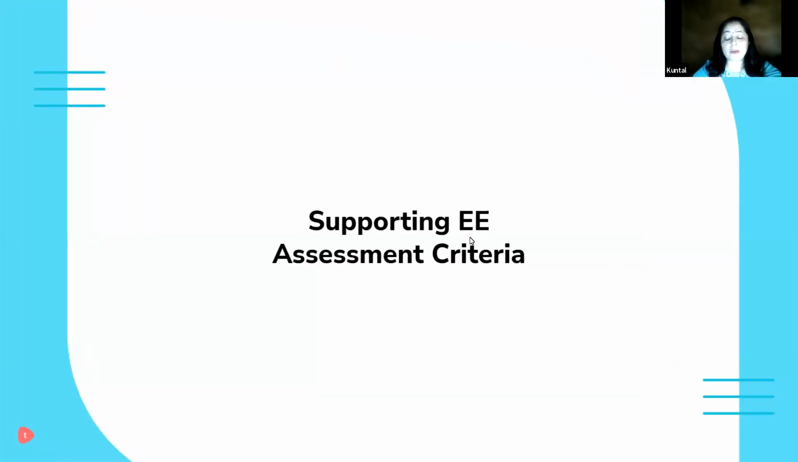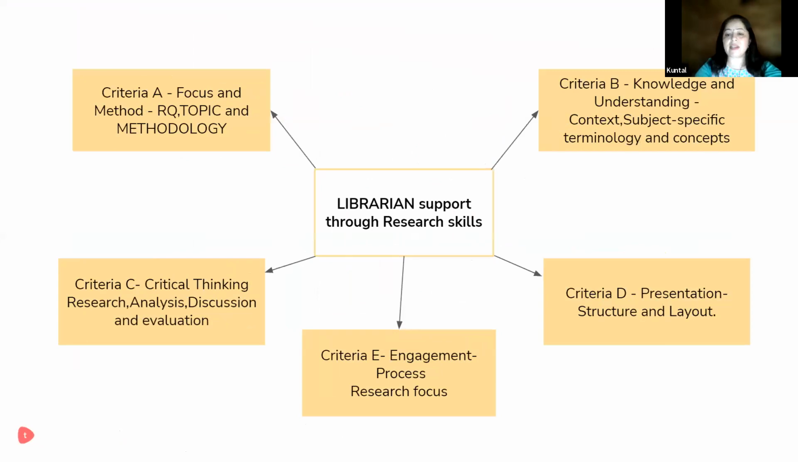When we come to assessment criteria, as a librarian, we are supporting focus and method, whose strands are RQ, topic, and methodology. We are supporting criteria B, because when it says knowledge and understanding context, the students in this criteria have to show a lot of sources, resources, and how they're relevant to their subject. So we can really help them. Critical thinking, we can bring out by taking sessions on how to analyze your research, how to evaluate, how to put in an argumentative discussion.